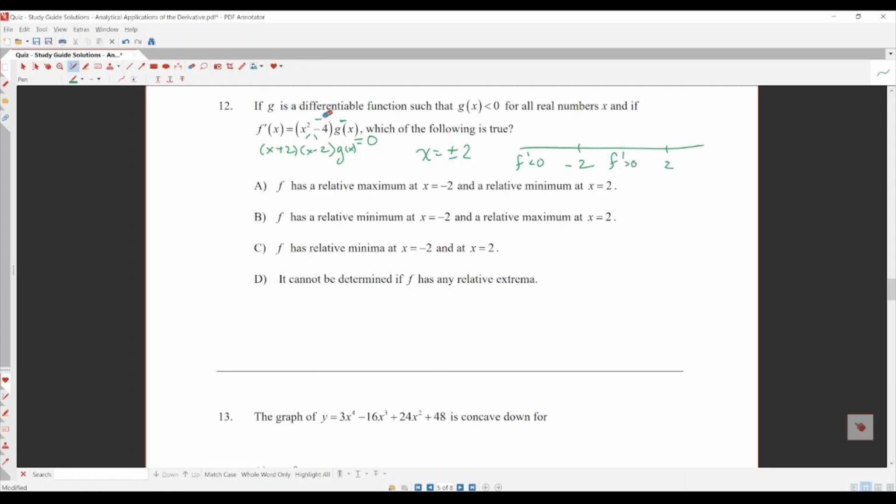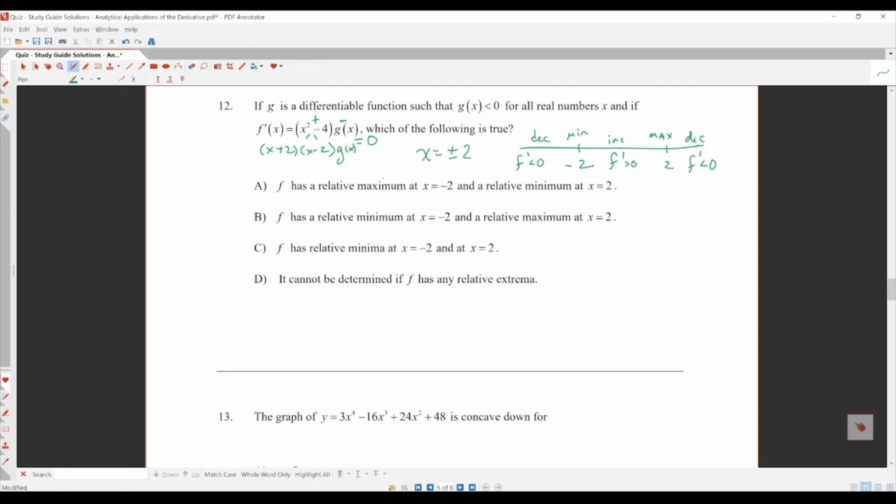And then take a number bigger than 2, like 3. 3 squared is 9 minus 4 is 5. That's positive. Positive times negative is negative. So because we're decreasing to increasing, that means -2 is a min, and then it's increasing to decreasing. That means we have a relative maximum at x equals 2.